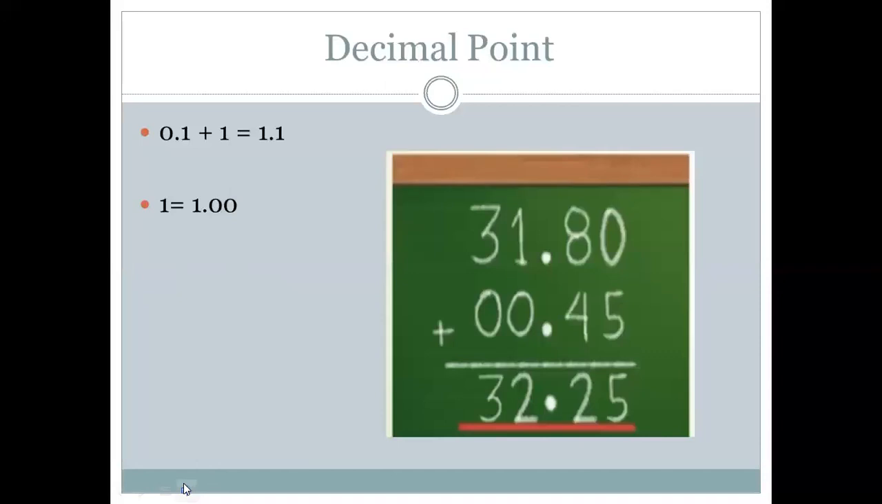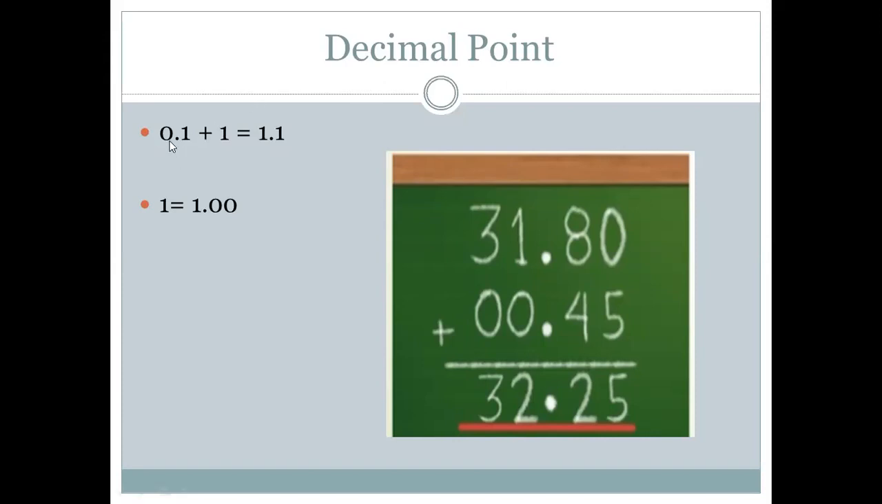Now, the decimal point. Let's read this number first, 0.1. 0.1, I can read it in another way, which is 1/10, right? When I add here 0.1 plus 1, some of the common errors is that I write down here in the answer 0.2. And we all know, yes, of course, this is not correct.